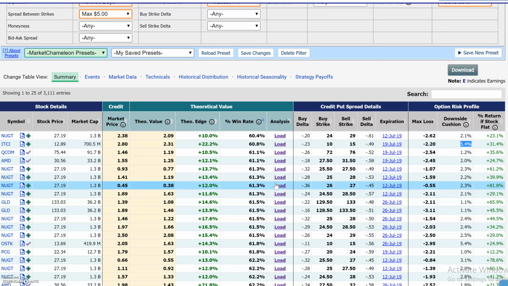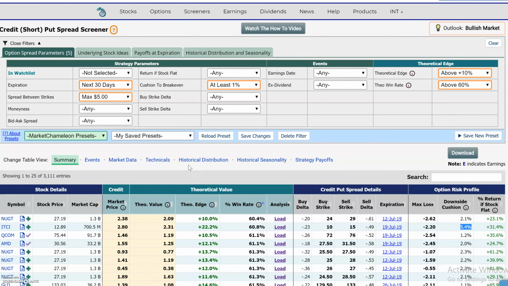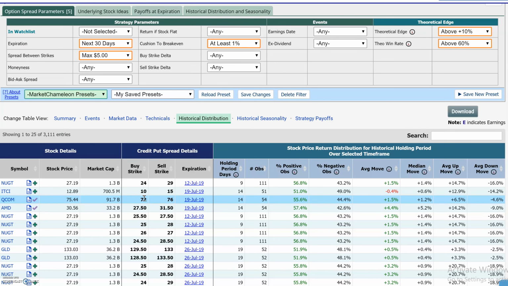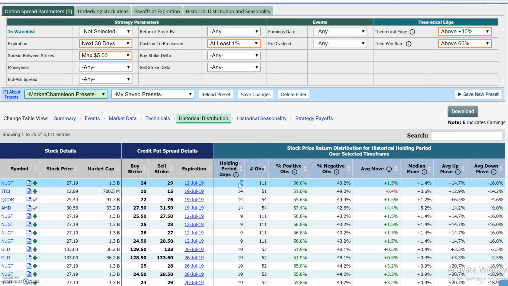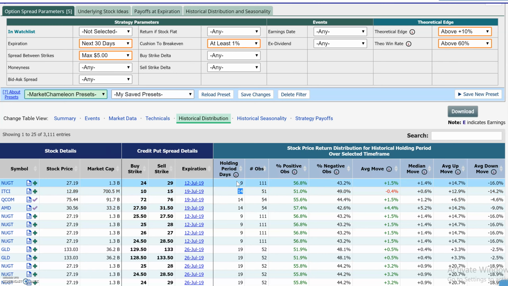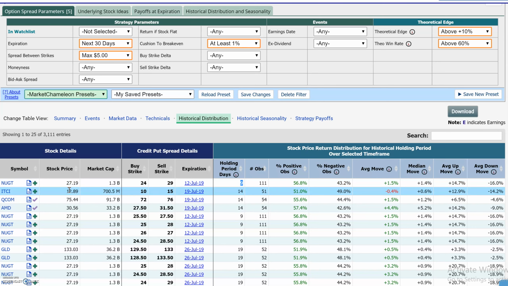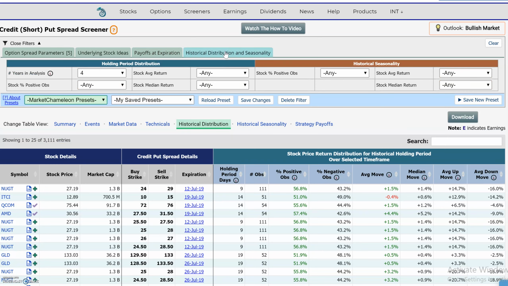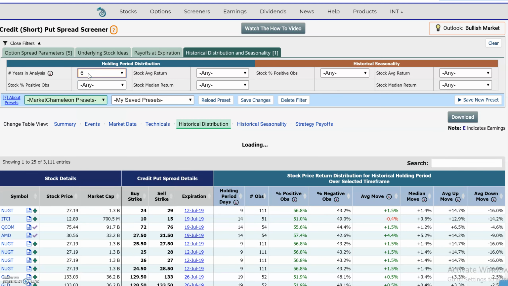Let's look at our statistics over here, and I'm going to look at the historical price return distribution. What this does is it runs an analysis for the number of holding days you have from now till expiration. So you see till July 12th, there's a 9-day hold period. This credit spread expires July 19th, so that's a 14-day holding period, 14 trading days to go, and so on. And what it does is it goes historically back, and let me just see for how many years. Right now it's doing it for 4 years. Let's set that to 6 years, so it's going to look at the last 6 years.